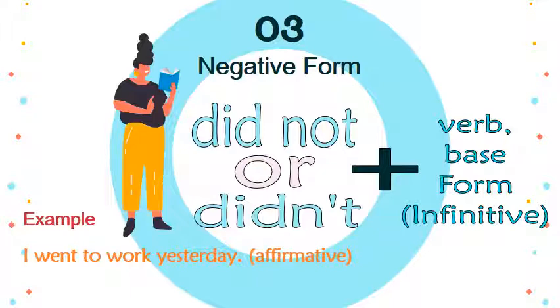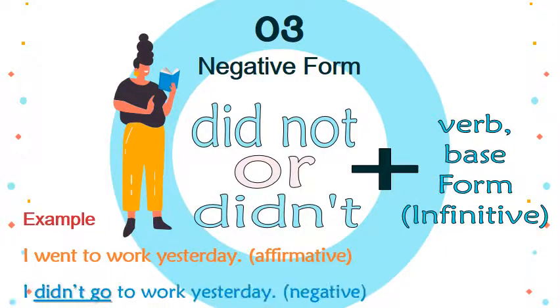Now let's make it negative. I did not, and the base form of went is go, so we say I did not go to work yesterday. So now it is in the negative. That's it, simply. When I have an action verb, then I have to use did not or didn't before the verb, and then I put the verb in its base form.